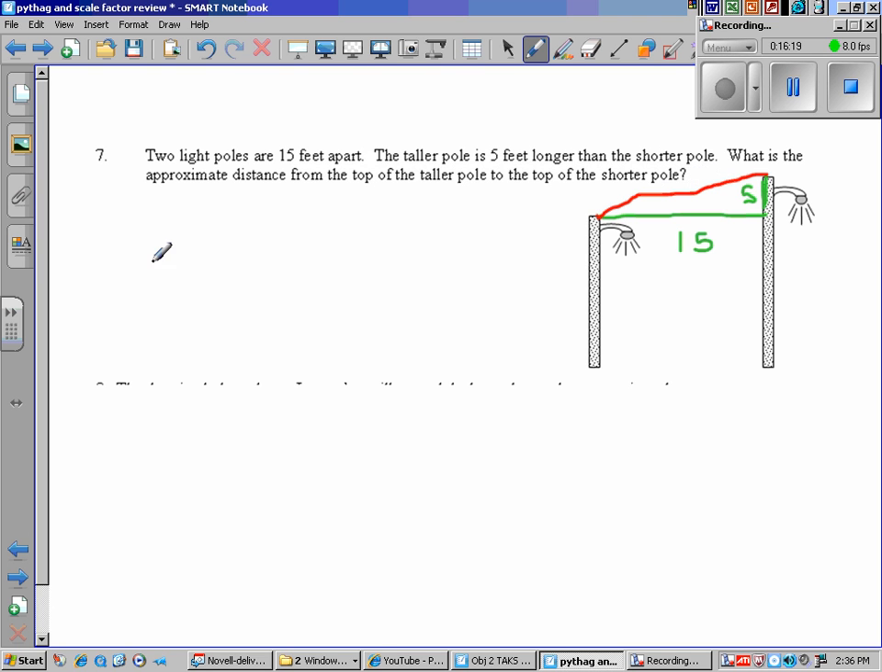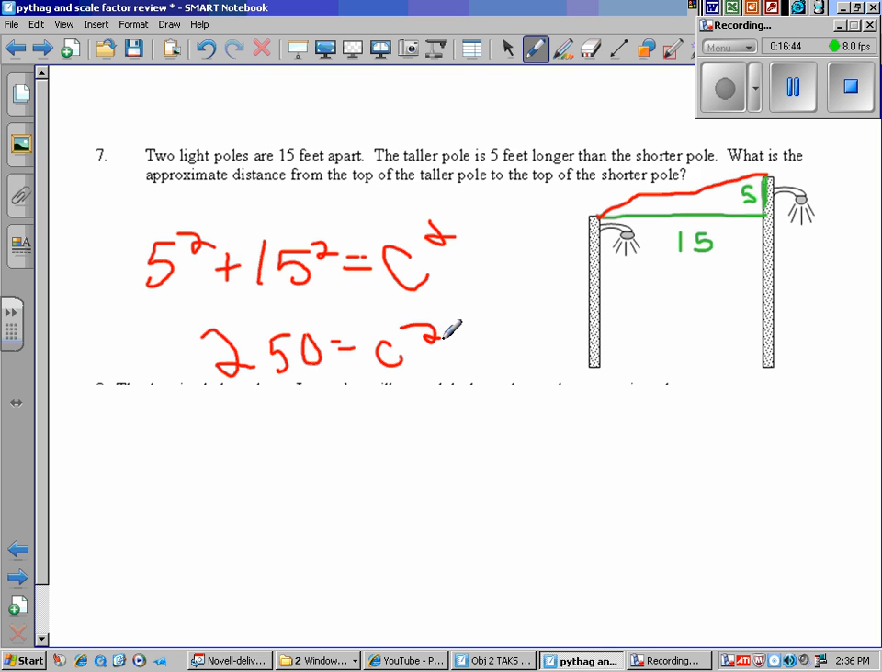I'm looking for c. So you're going to have 5 squared plus 15 squared, and that equals c squared. Well, 5 squared I know is 25 plus 15 squared. When I add those together, I get 250 is c squared. So now if I do the square root of 250 to find c, square root of 250 is 15.81.